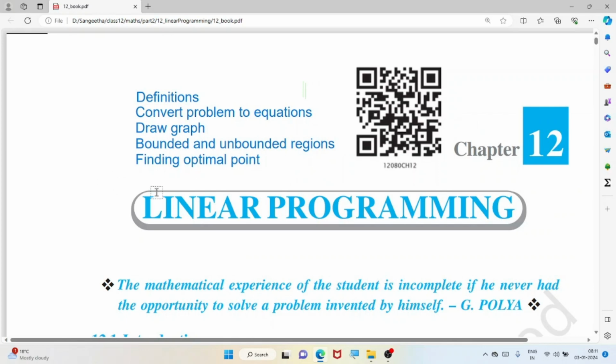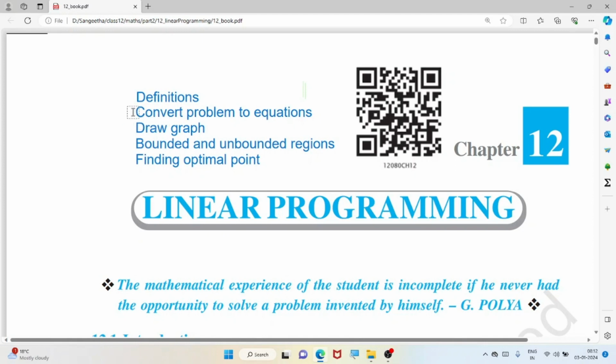Okay, in this linear programming, you should know the definitions. Definition means like what is bounded, what is unbounded, what are constraints, what is the objective, what is an optimal point. These things are given in black letters in the book, so you should know the definitions.